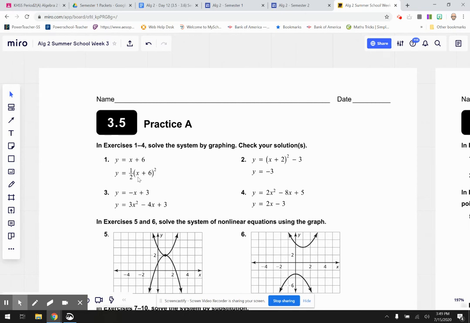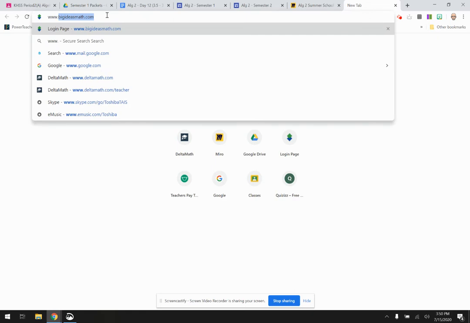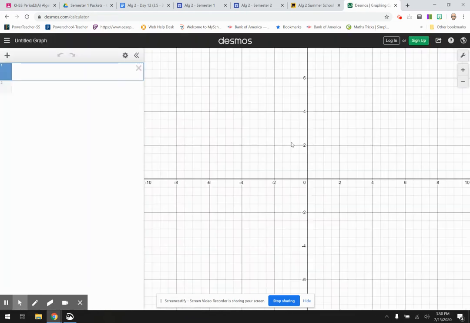Like I said, you have Desmos inside your website. You could also open up Desmos in a new link, and that would work as well. Just desmos.com. And it opens up, and you just hit graphing calculator, but it's located inside the website as well.